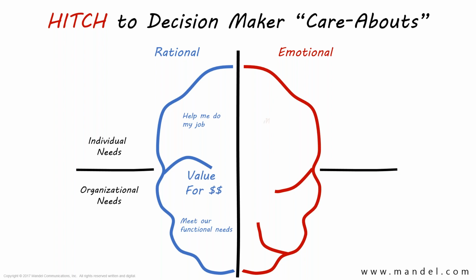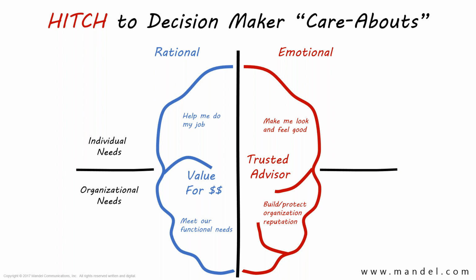The emotional side's a little different. On the emotional side, we're looking for things like, can you make me look better? Can you help my career? Can you make me feel good? Can you make me sleep better at night? And organizationally, we're really looking to both build and protect our organization's reputation. So we're looking for not so much the value for the dollar, but someone we can trust, someone who has our best interests in mind. So your job when you're trying to get people to do something is to understand the things they care about.